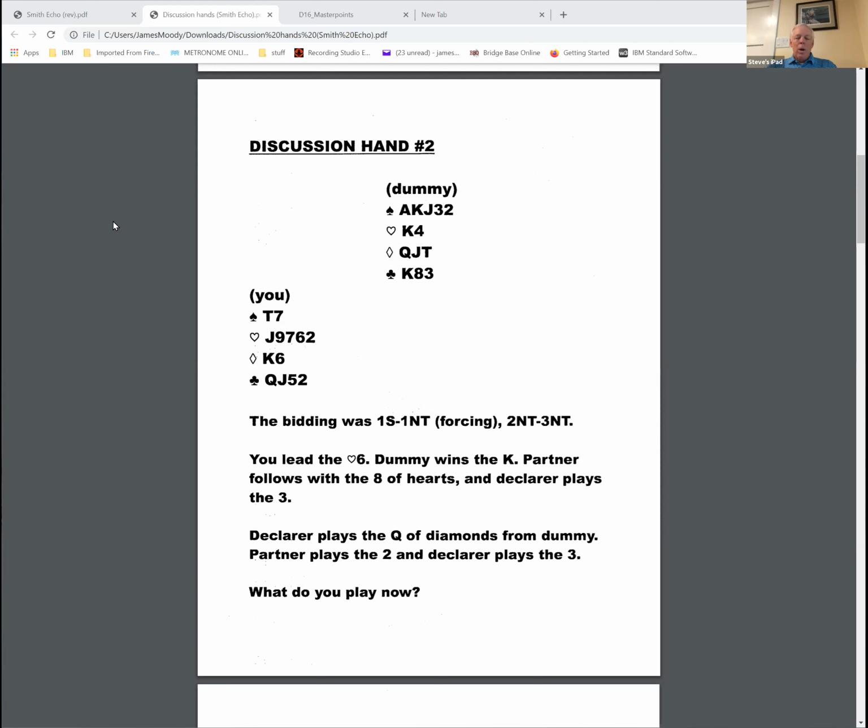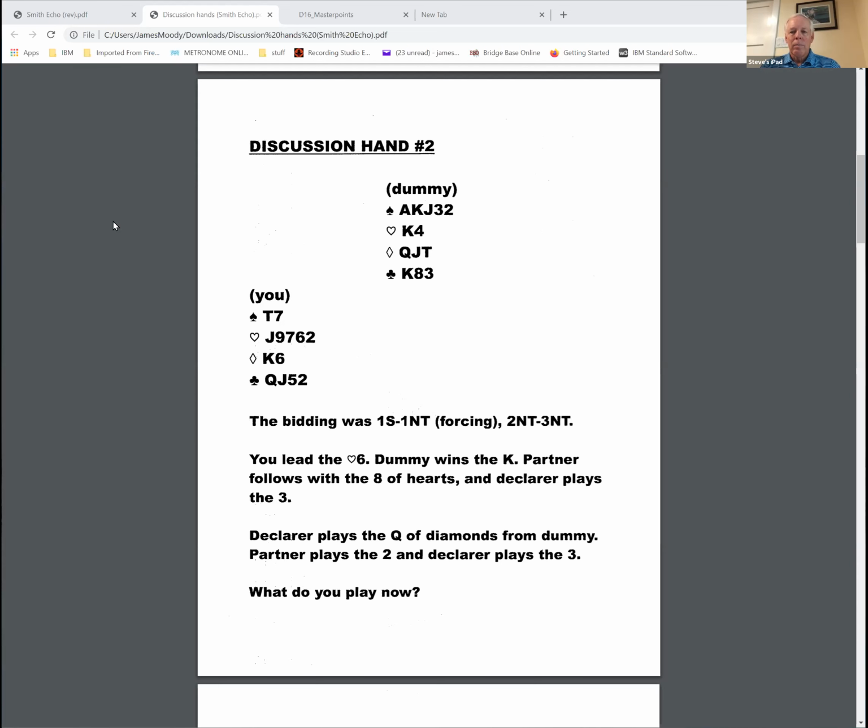All right, so now we're to the Smith Echo trick, because declarer has taken the lead and he now leads the queen of diamonds from dummy. Partner, East player, follows suit with the 2 and declarer plays the 3. And you're going to win your king. And now it's a decision. Do you keep going with hearts? Or do you try something else?